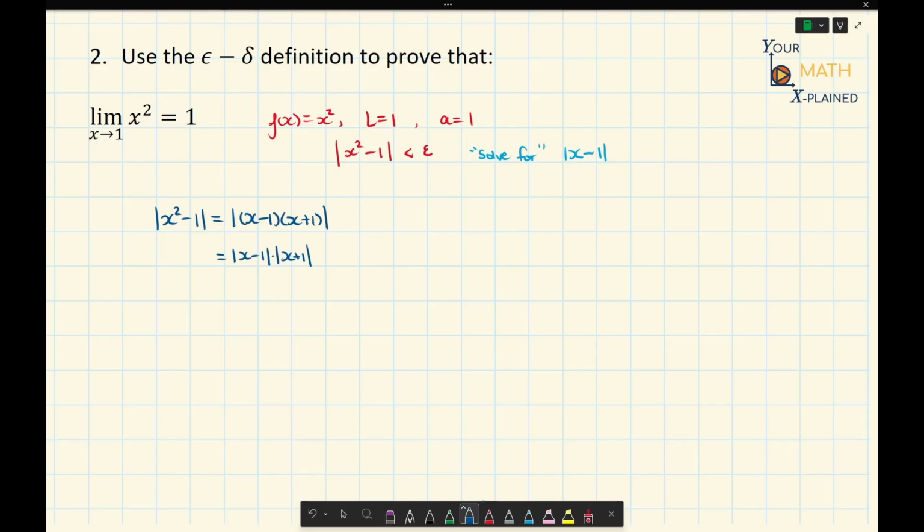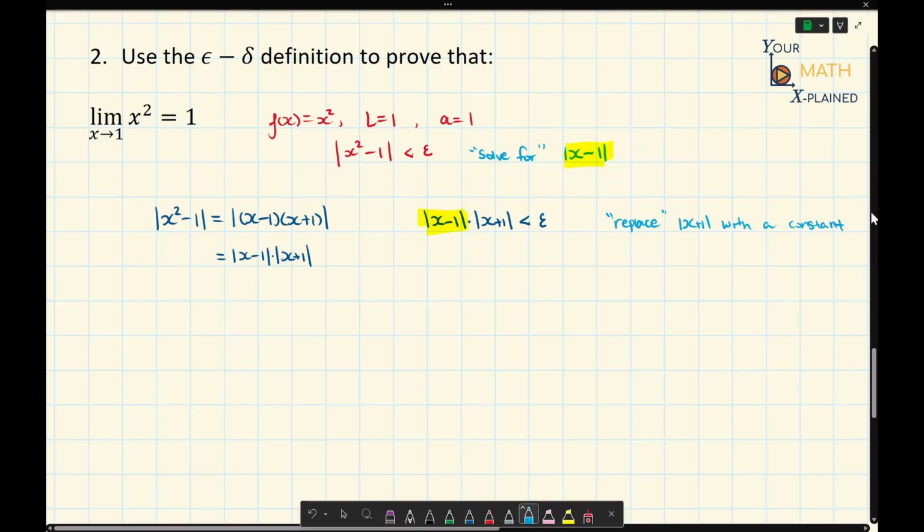So right now what we have is the absolute value of x minus 1 times the absolute value of x plus 1 is less than our epsilon value. So notice how we want to solve for x minus 1, and we have that right over here. But we have this extra absolute value of x plus 1 term that we want to get rid of. But our delta term can't depend on x. So in a way, we want to replace this absolute value of x plus 1 with a constant term. Okay, so how are we going to do that?